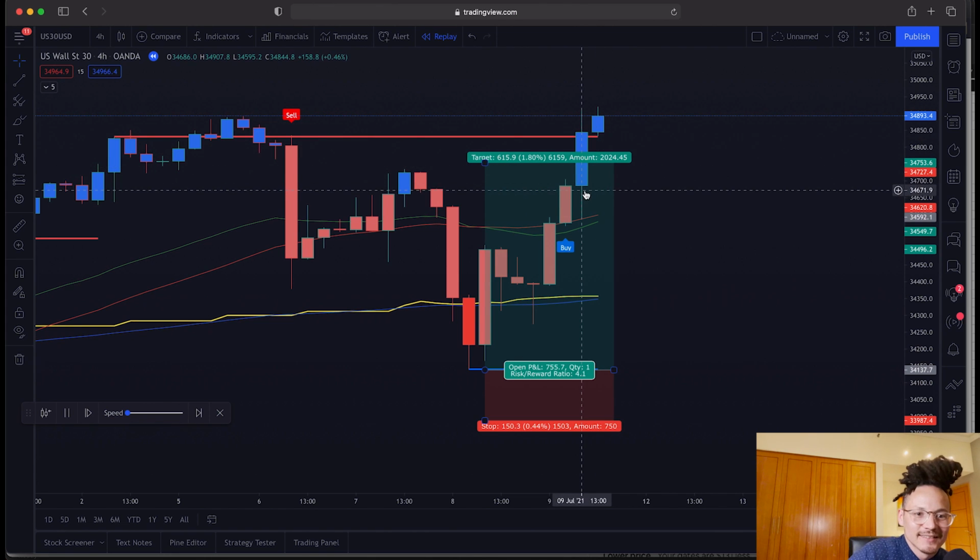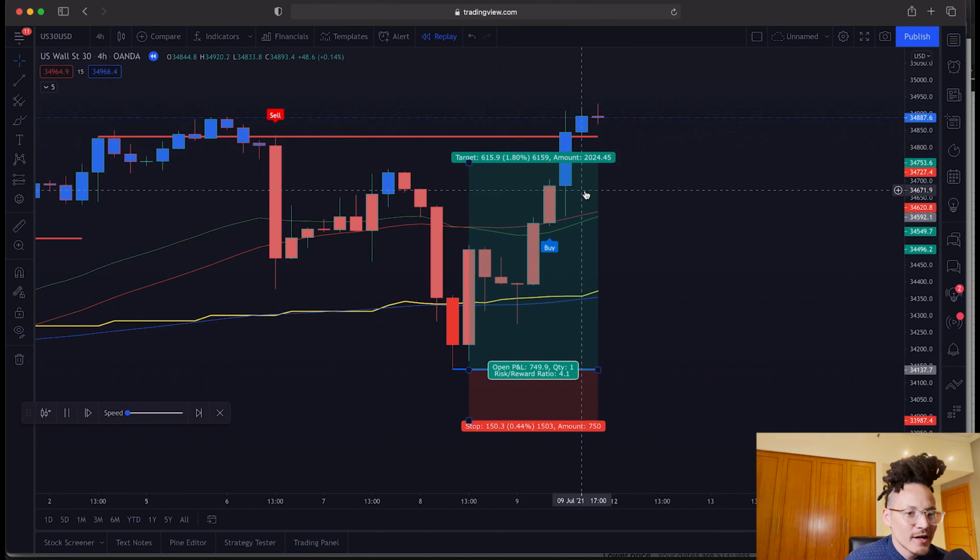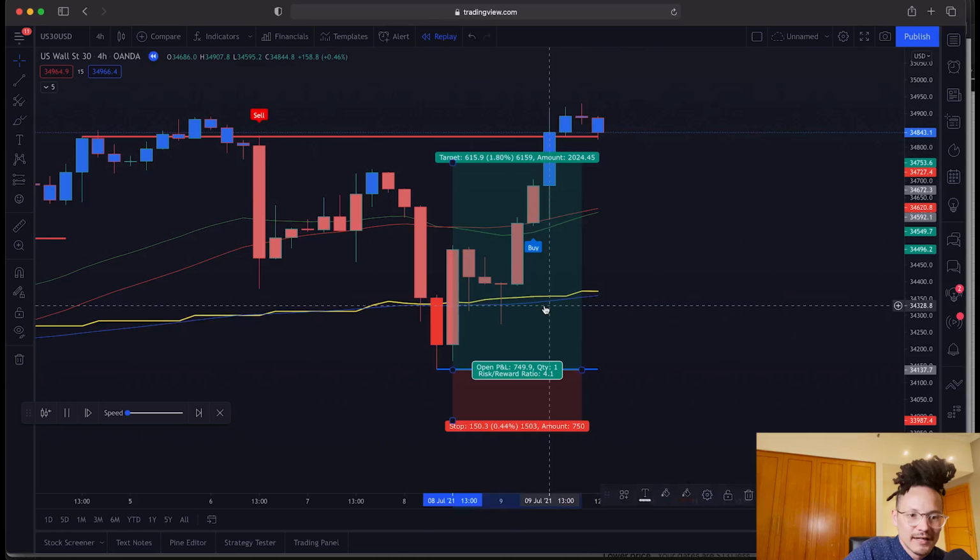What was this? 6,159 pips. Support and resistance. Look at that. So there you have it. This is a short breakdown on how to use support and resistance on US 30. And you got some insight on how I like to view the market, my basic rules, and how I like to use support and resistance.